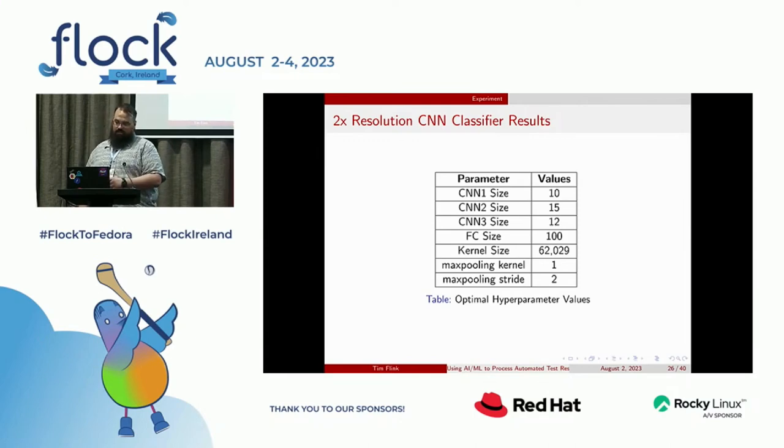So there's a typo in my slide. These are the configuration values that yielded the best results. The kernel size is supposed to be 2. I'm not sure why it says 62,000, but that value is supposed to be 2.